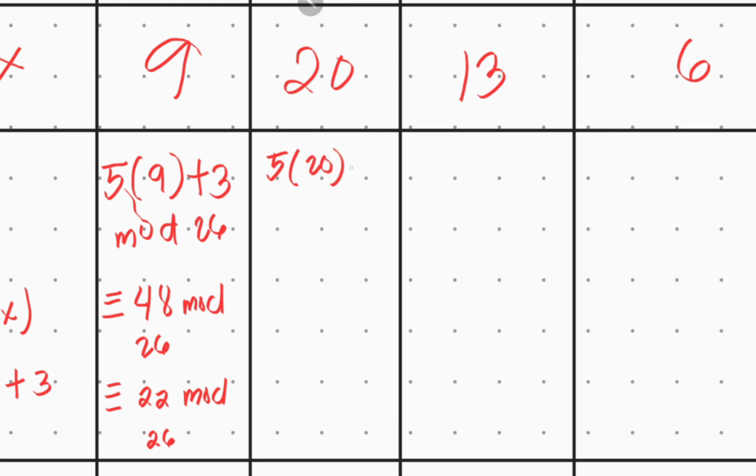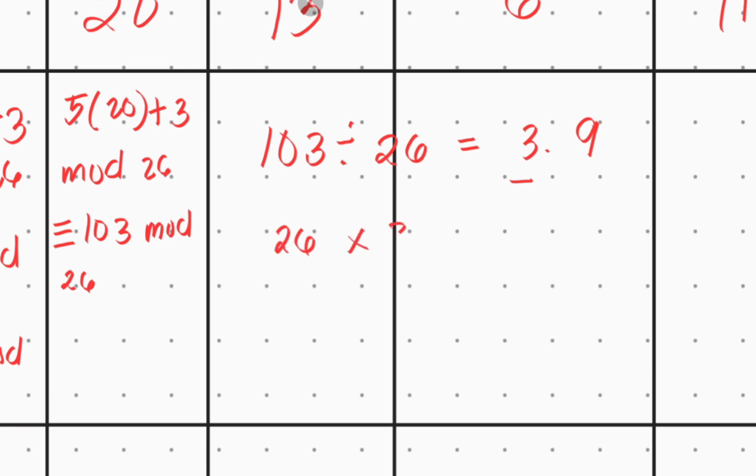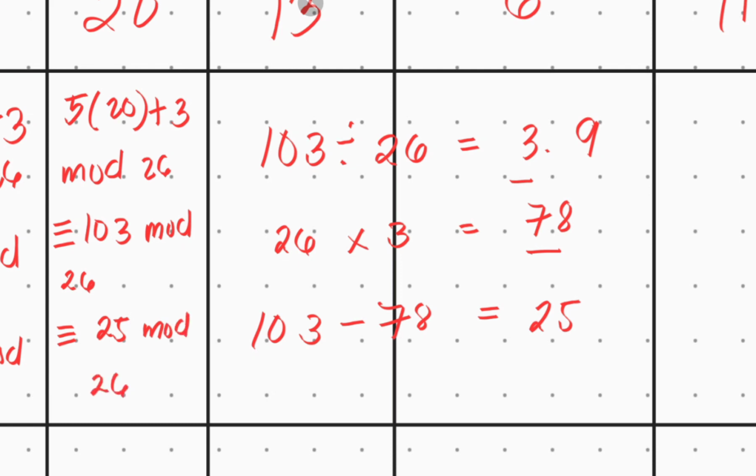5 multiplied by 20 plus 3 modulo 26 is equal to 103 modulo 26. Again, in doing so, you divide 103 by 26 and you get 3.9. You take the whole number, 3. 26 multiplied by the whole number gives 78. Subtract 78 from 103 and you will get 25. So now it is congruent to 25 modulo 26.